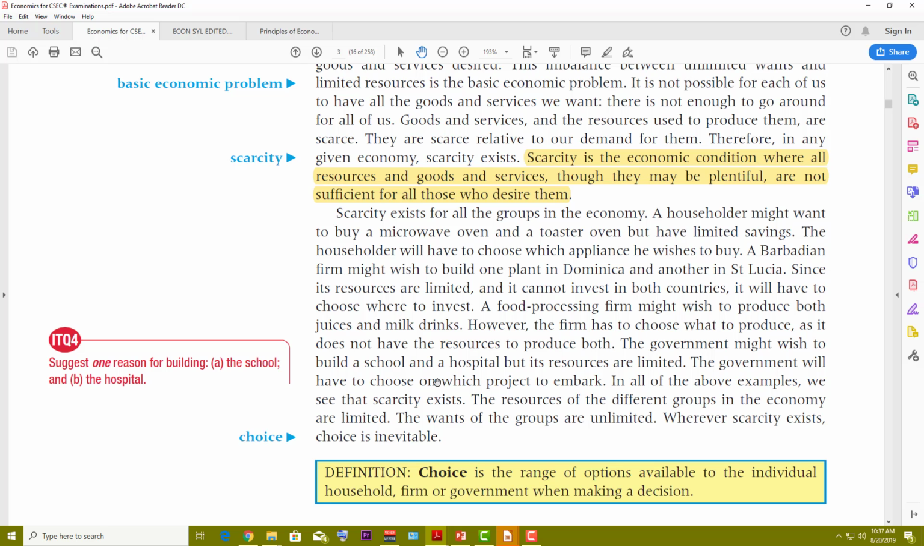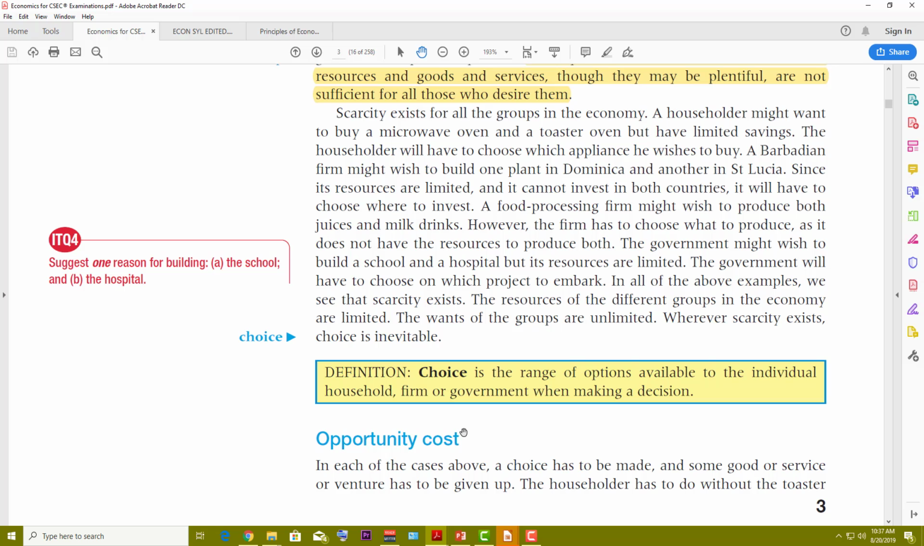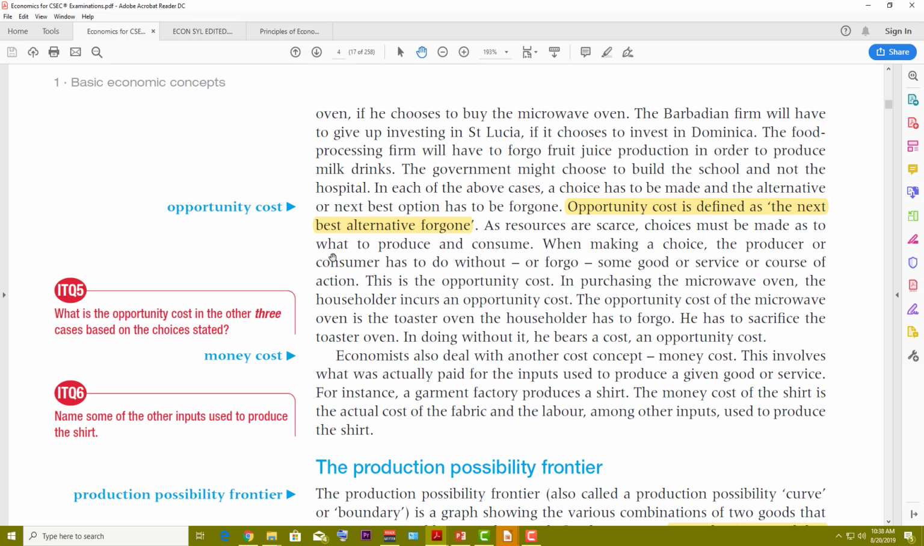Now, opportunity cost. That's the next definition we are going to go into. What is opportunity cost? In each case above, a choice has to be made. If you read in here, you're going to see the case studies that they're talking about. So in each case above, a choice has to be made, and some goods or services or venture have to be given up. The householder has to do without something. So what is opportunity cost exactly? Opportunity cost can be defined as the next best alternative foregone. That might sound like a mouthful, so let's break it down. Your opportunity cost is the next best alternative that you have given up.